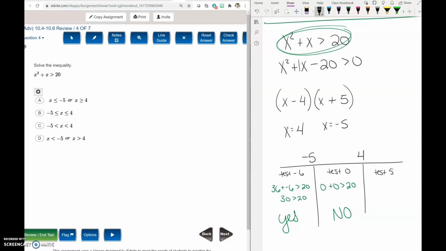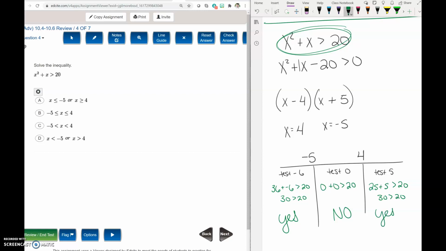Now, I'm going to test 5. You could test 10. You could test 20. You can test anything that's bigger than 4. I just like to test numbers that are fairly small and easy to plug in. So I'm going to test the smallest number that is bigger than 4. 5 squared is 25 plus 5. Is that bigger than 20?